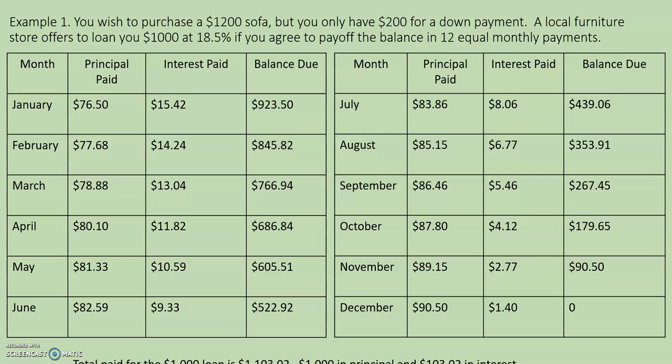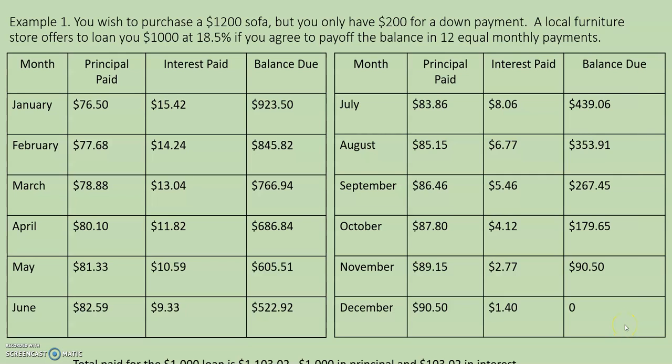Here is the principal paid each month. You can see the principal paid and the interest paid. The principal paid increases each month, and the interest you're paying decreases each month throughout the year, until December, when your balance due is $0.